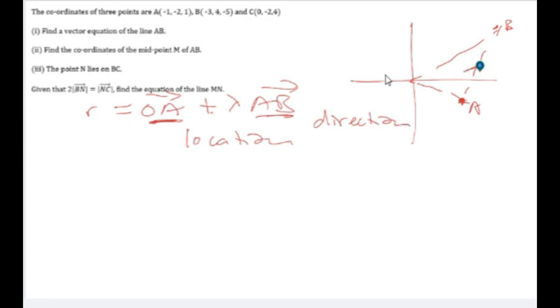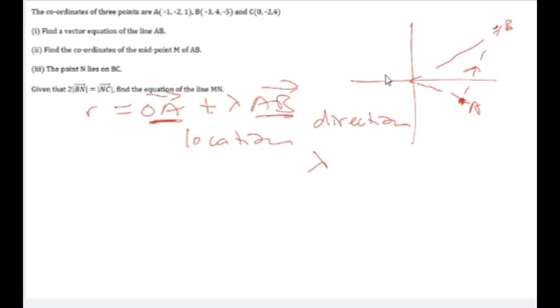AB gives the direction of that vector. So the lambda basically tells us how far along the line AB you can go. It can take fractional values, it can also take integral values, but it cannot take zero values.